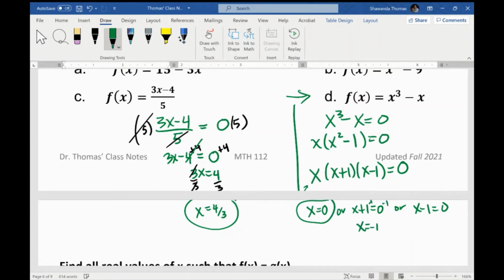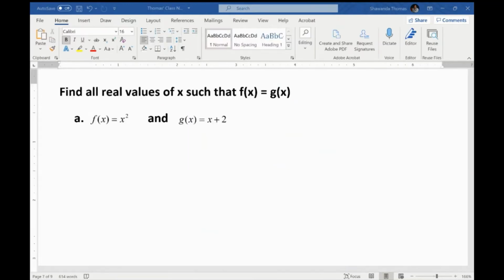All right, and we do have -1, and we do have +1. Find all real values of x such that f of x equals g of x. What do you think they're asking us to do?